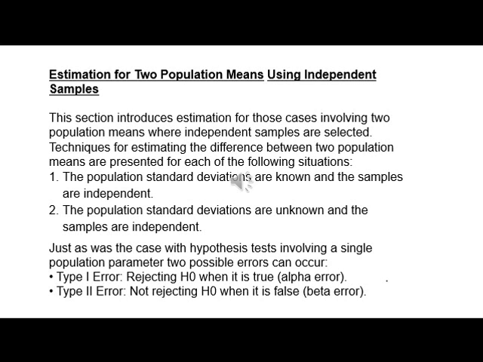Just as was the case with hypothesis tests involving a single population parameter, two possible errors can occur. Type I error, rejecting H0 when it is true, alpha error. Type 2 error, not rejecting H0 when it is false, beta error.